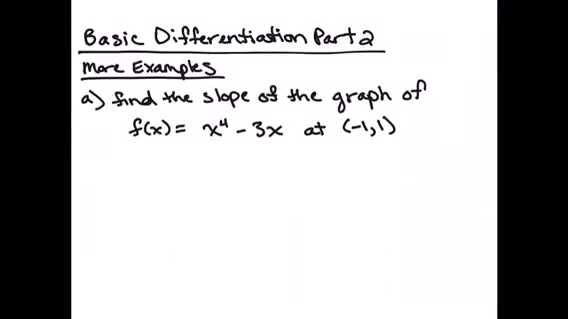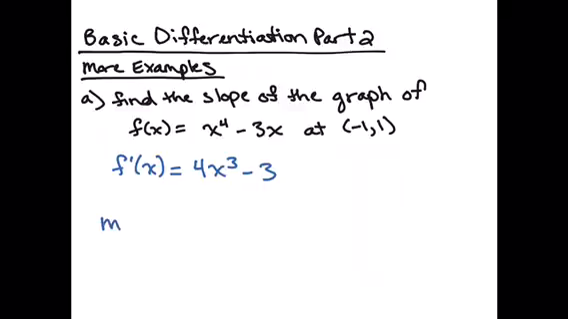This video continues the lesson on basic differentiation. We're going to start with an example where we want to find the slope of the graph of f of x equals x to the fourth minus 3x at the point negative 1, 1. Well, we know slope comes from the derivative, so the first thing I want to do is find the derivative of my function. The derivative of x to the fourth is 4x cubed. And the derivative of negative 3x, well, the derivative of x is 1, so we just get negative 3.